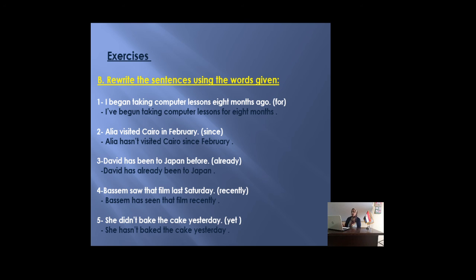Let's talk about number 4. Basim saw that film last Saturday. I want you to use recently. It's one of the key words of the present perfect. So Basim has seen this film recently. Number 5. She didn't bake the cake yesterday. I wanted to use yet. She hasn't baked the cake yet. Skip yesterday here. It's yet. It's not yesterday.